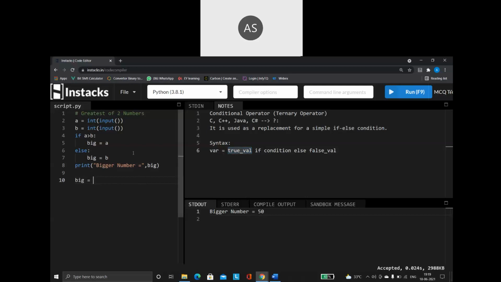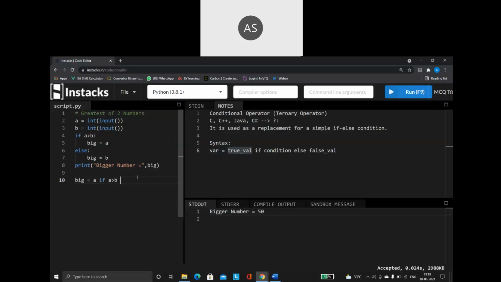So if the condition is true, what needs to happen? The a value needs to be assigned to the big variable. So that is what I'm saying: a. Followed by the if condition. So give a space, if, then you have to mention the condition. So what is the condition? a greater than b. That is the condition.